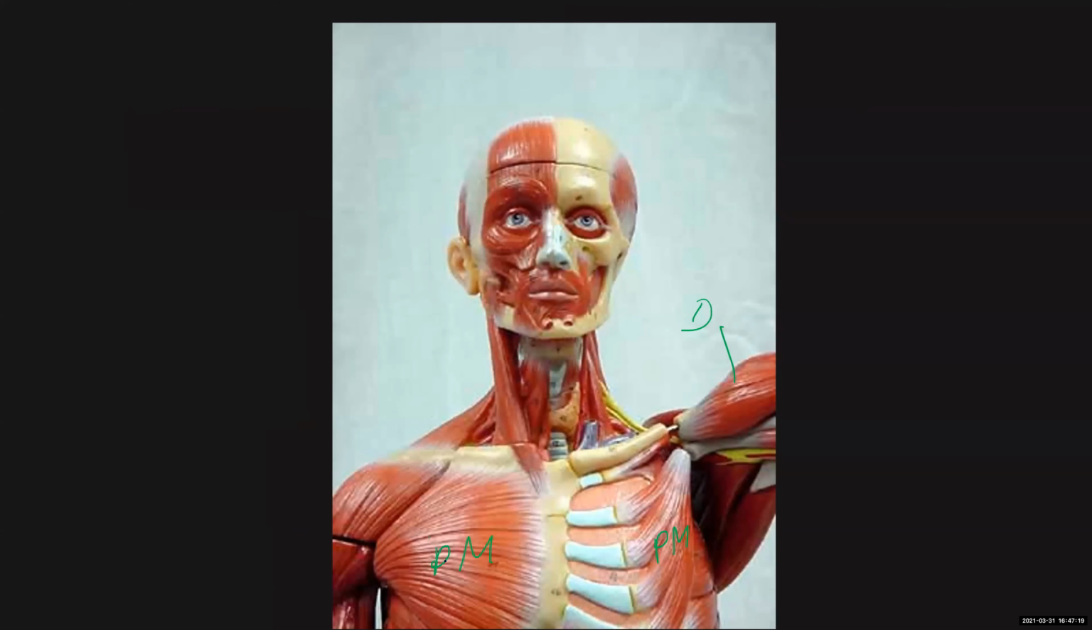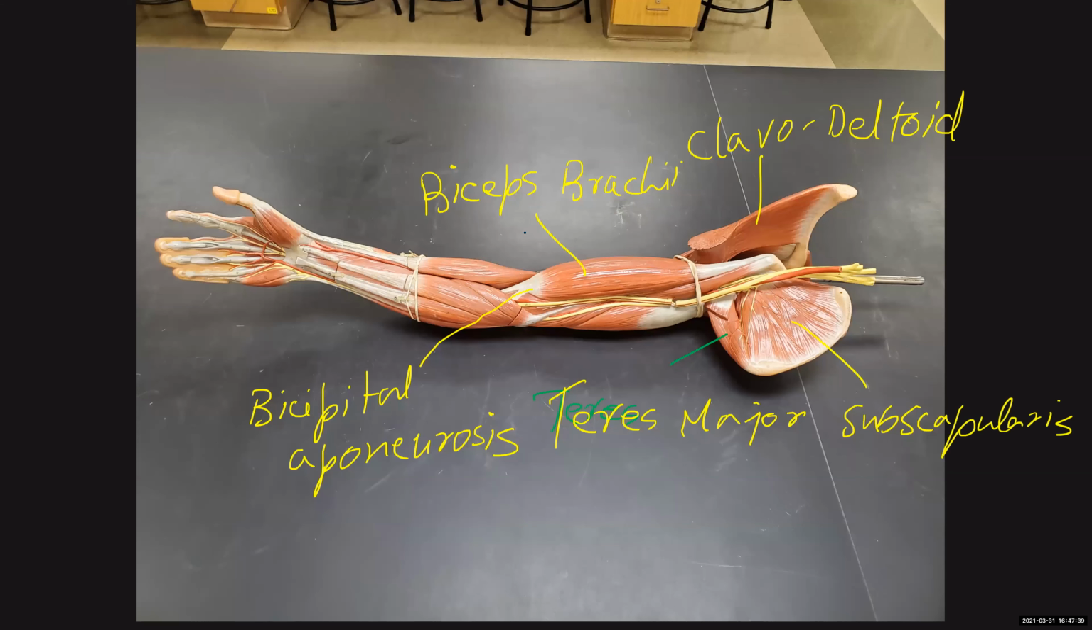So here, same thing, pectoralis major, pectoralis minor, deltoid, etc. Make sure you identify the occipitofrontalis, the orbicularis oculi, orbicularis oris, sternocleidomastoid, trapezius, whatever you can identify on this. I'm not covering those again. So here we are looking at the arm model. Here is the clavodeltoid right there. This is the clavodeltoid.